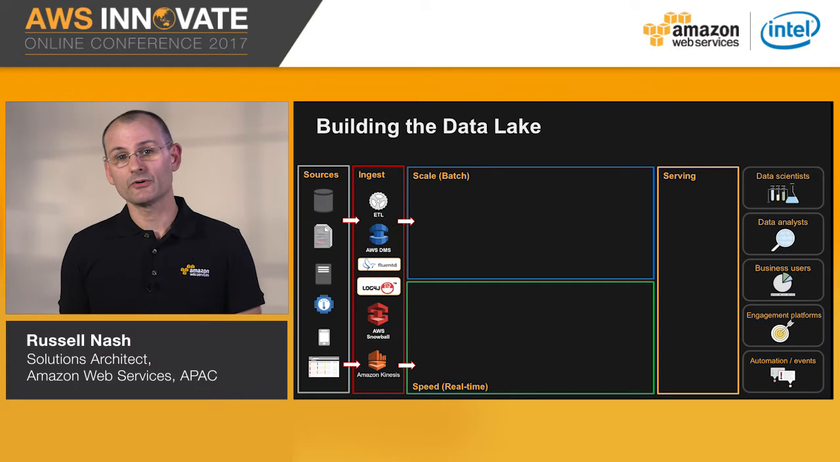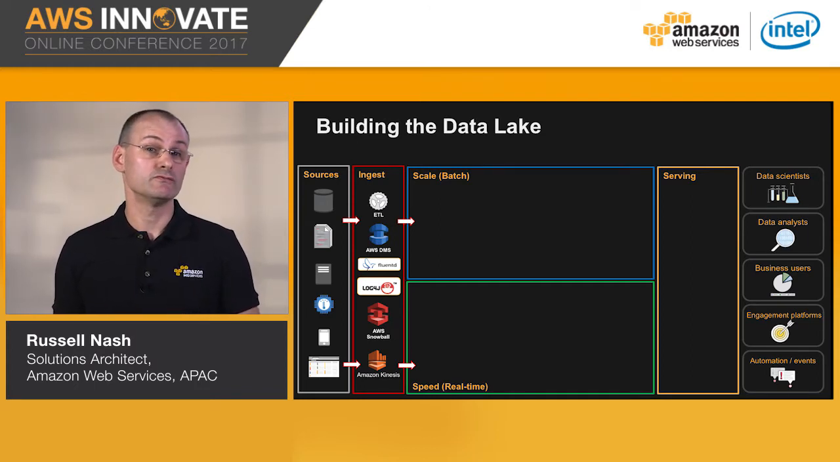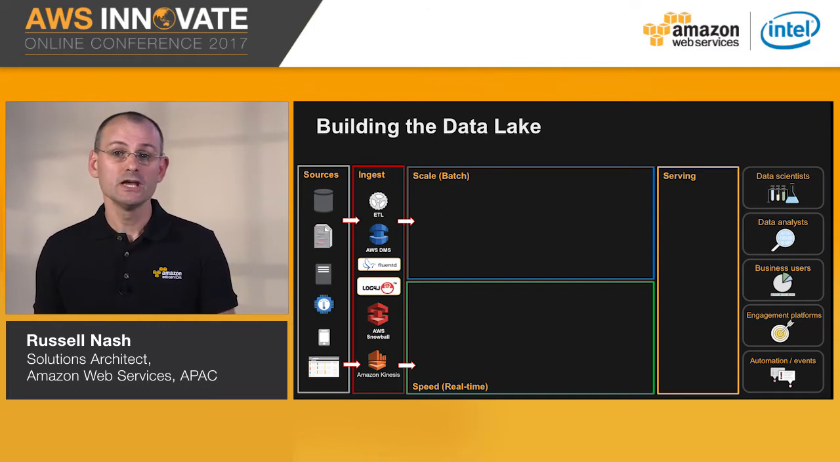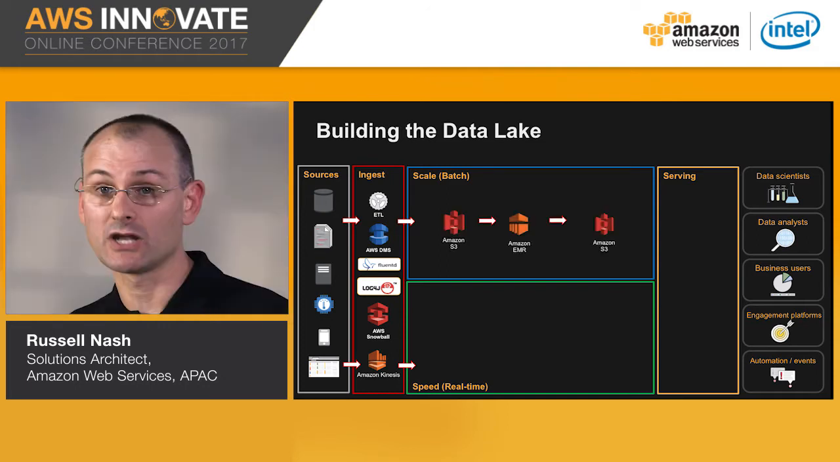And that last one down the bottom you see there is Kinesis, and this is the service that we use to deal with very fast moving data, streaming data, if you will. So let's move on now to the batch layer.